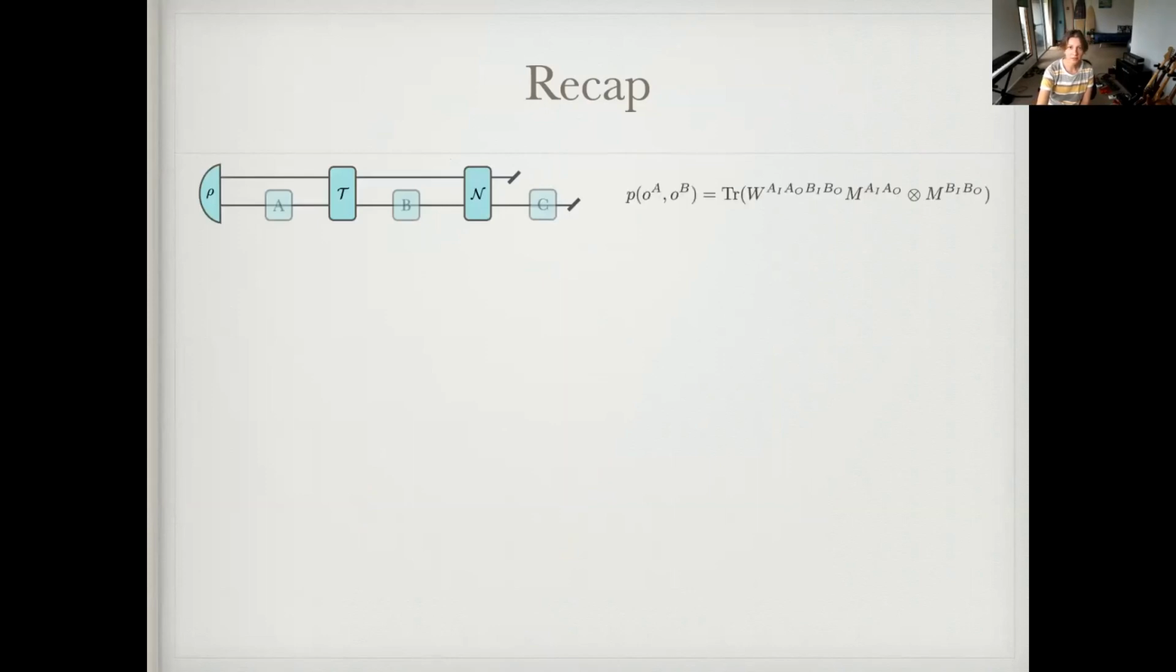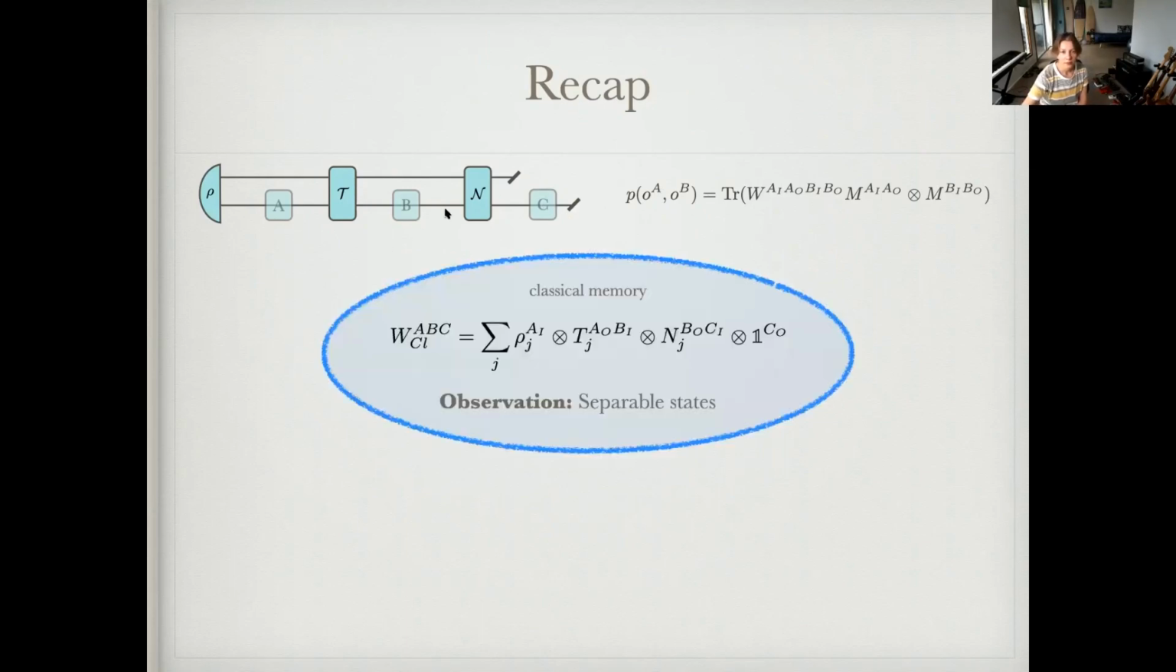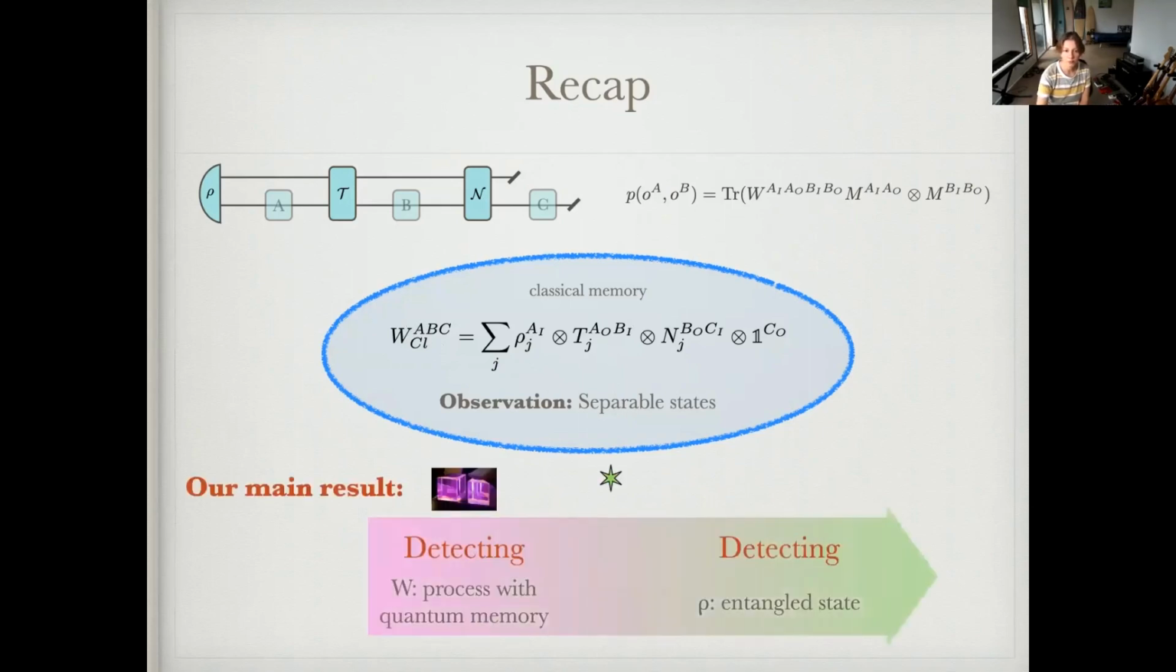Anyway, in case you got lost, just a bit of recap of what has happened so far. So we have the process, and we describe it using these measurement stations over here to obtain the process matrix, which is a matrix that gives us the right probabilities for the outcomes of the measurement station over here. And then we wrote a process with classical memory. We wrote it like this, and in this language, it's the same as the set of separable states. And because of that, we could detect quantum memory through detection of entanglement. Any questions so far?